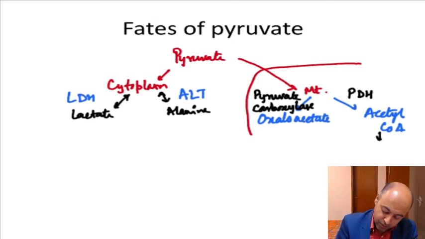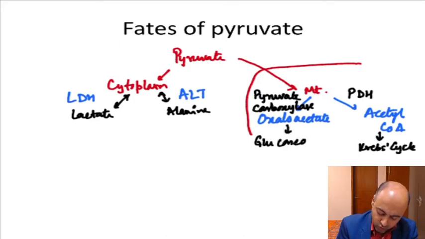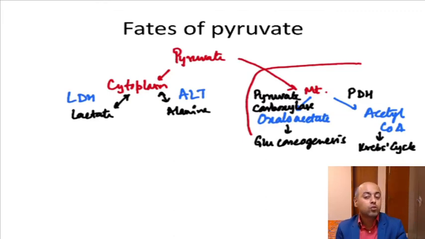This acetyl coenzyme A will go to the Krebs cycle, whereas oxaloacetate will go for the process called gluconeogenesis. New glucose will be formed via this mechanism.